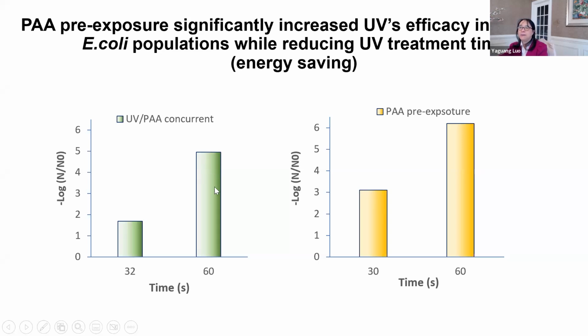With the increased time at the 60 seconds of PAA exposure, but again, only 30 seconds UV exposure, our log reduction reached 6.2 versus 4.4 here. So it's almost 2 log here, 1.8 to be exact. So this is really like a win-win situation where you increase the E. coli population reduction, but also reduce the UV exposure time. Again, because of that, you improve the bottom line in terms of the energy cost.